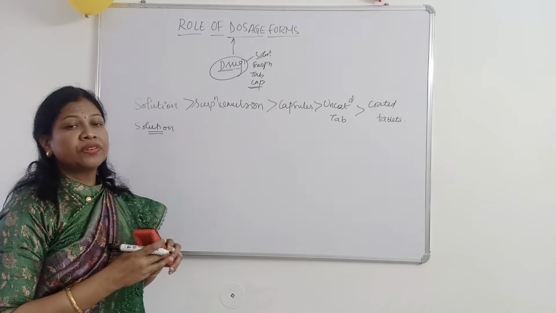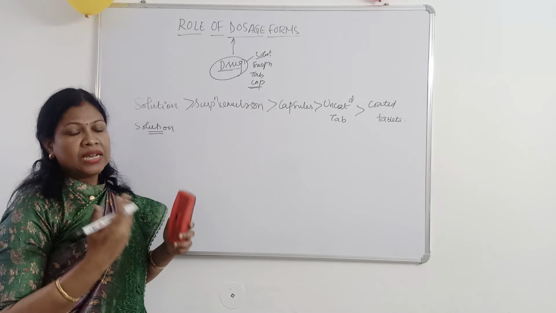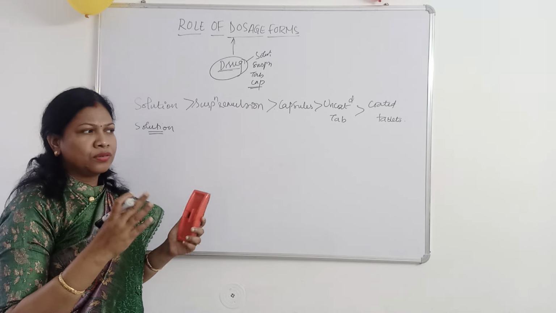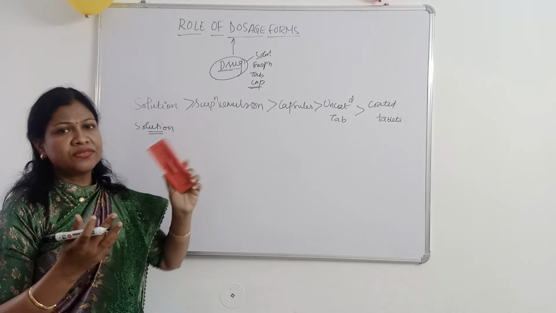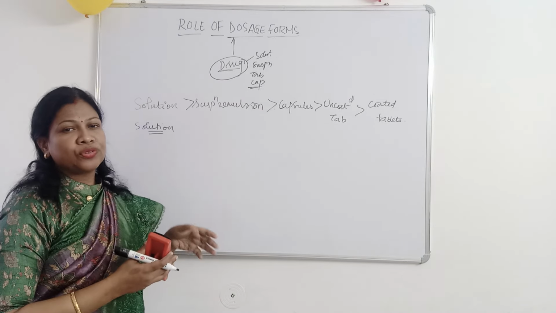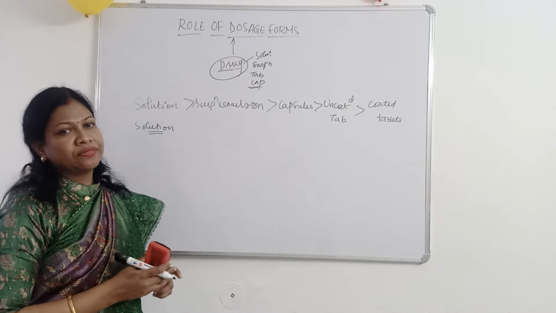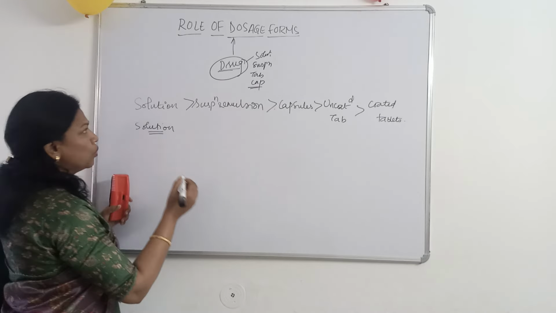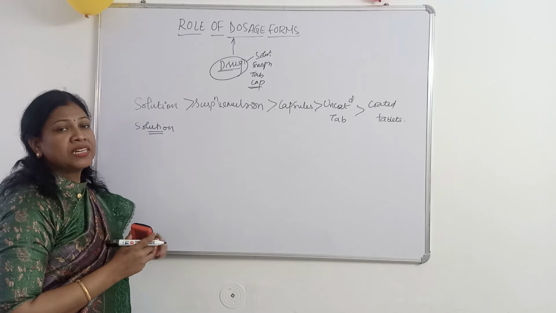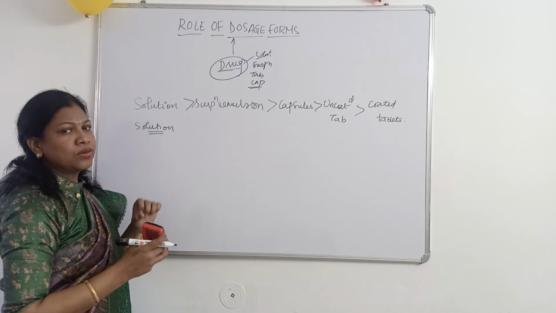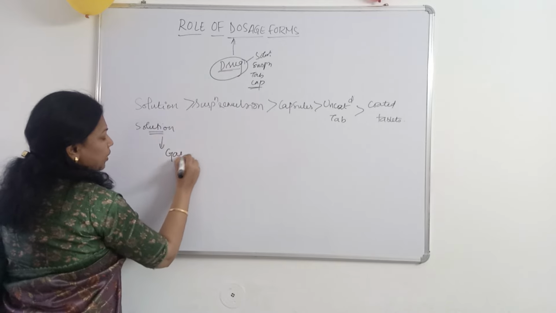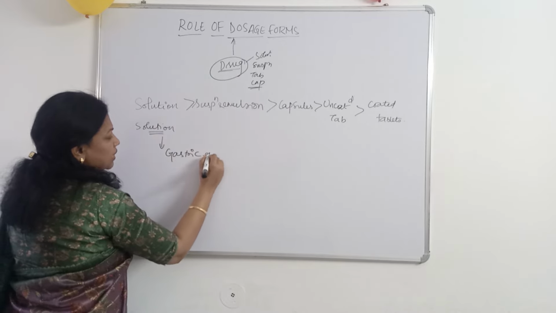Solution is also preferred in the case of cough and cold preparations. In adults also, cough syrups will be available. Tablets will not be preferred for cough preparation. Rather, solution dosage forms will be preferred for cough and cold preparations. Now, what will be the rate limiting step in drug absorption when the drug is administered as a solution dosage form? The main rate limiting step is gastric emptying.